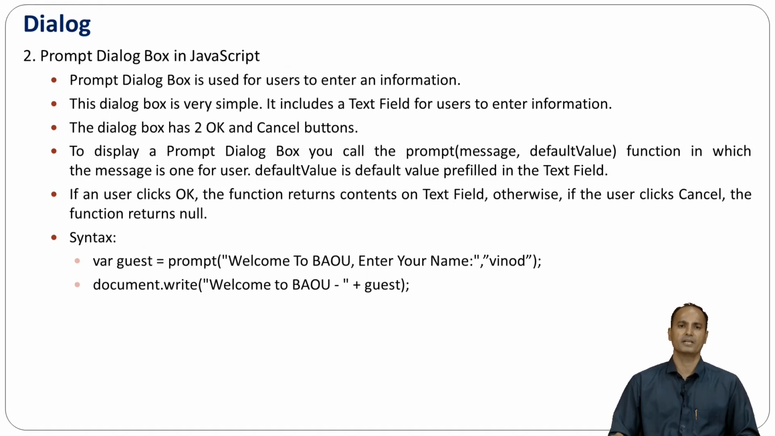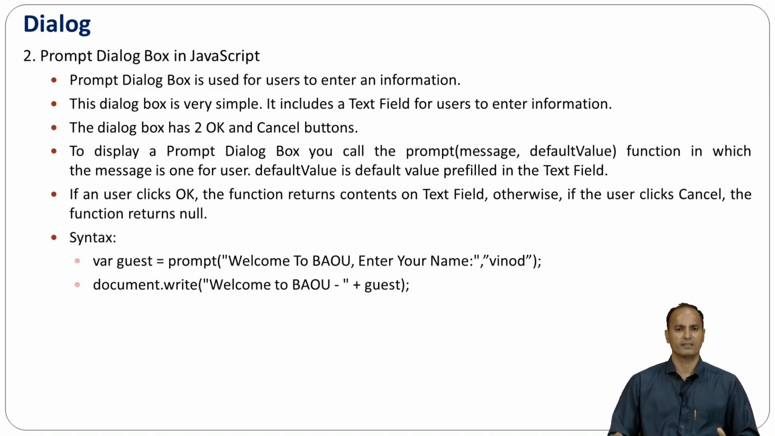To display a prompt dialog box, you call the prompt function, which has two arguments. One is the message for the user, and the second one is the default value, which is pre-filled in the text field and displayed to the user. But once a user enters a new value, the default is removed from the field. If the user clicks OK, the function returns the content of the text field. Otherwise, if the user clicks Cancel, the function returns null.